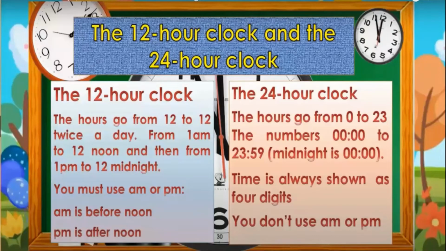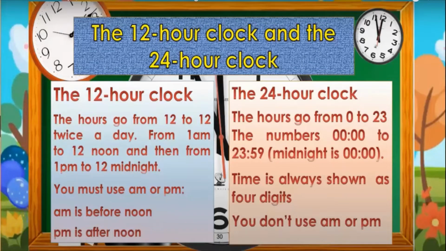But what is the 12-hour clock and the 24-hour clock? When we say 12-hour clock, the hours go from 12 to 12 twice a day, from 1 a.m. to 12 noon, and then from 1 p.m. to 12 midnight. You must use AM or PM for the 12-hour clock. AM is before noon and PM is after noon.